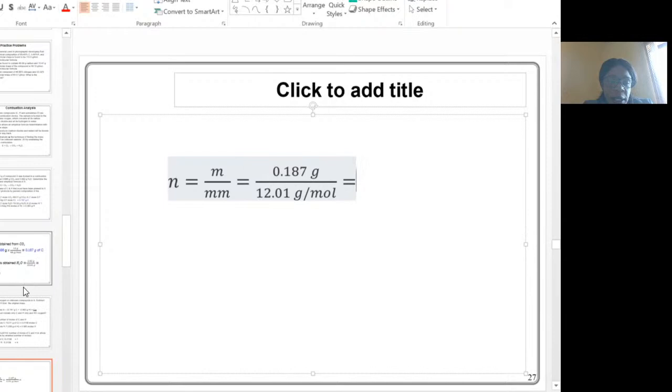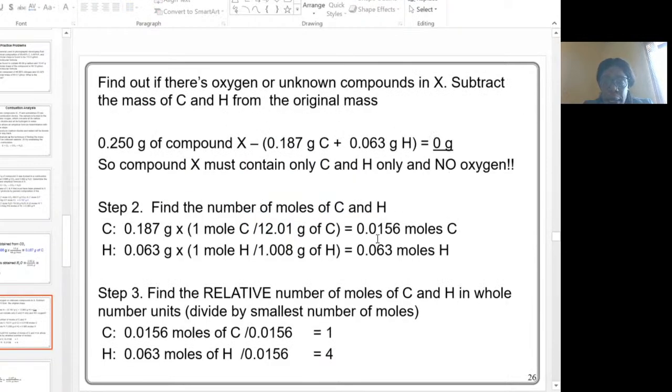When you do that division, we are getting 0.0156 moles. You use the same formula to determine the moles of hydrogen. Moles of hydrogen is equal to mass over molar mass. The mass is 0.063 grams over the molar mass, which is 1.01 grams per mole. So you get your moles as 0.063 moles.